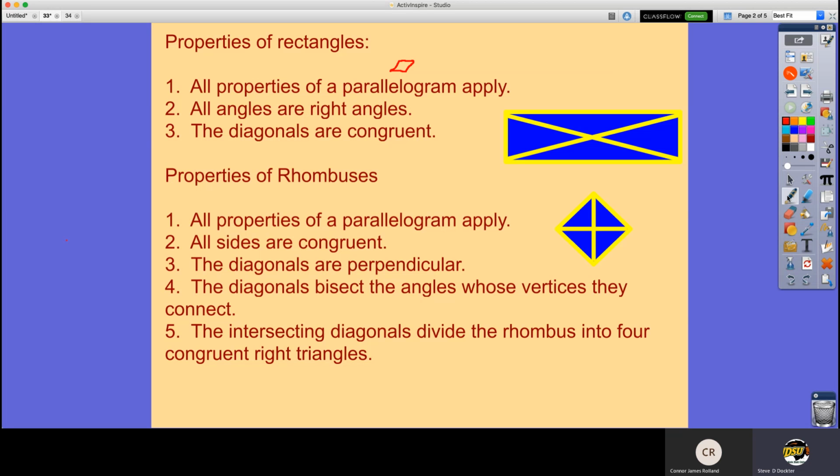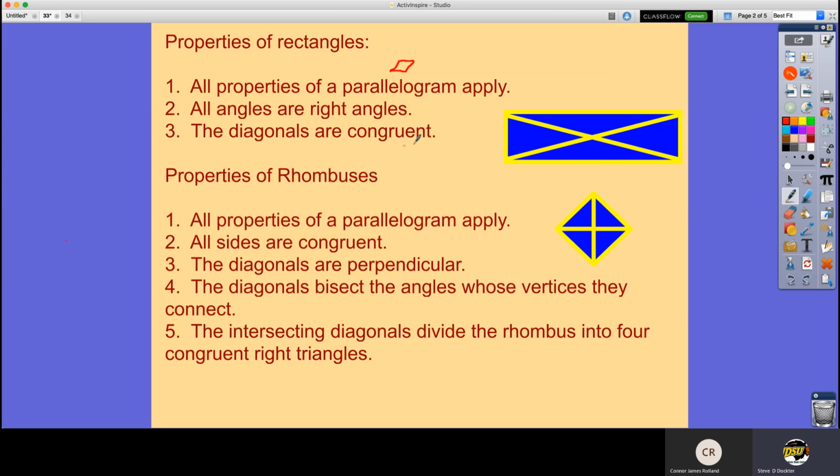First of all, those properties we talked about on the last page still apply for a rectangle. So opposite sides are congruent. You guys already know that with a rectangle. Opposite angles are congruent. Well, they're all 90 degrees. You guys already know that stuff. So stuff like that always applies for these things. There's two extra things though. Number 2, all angles are right angles, which you guys already know.